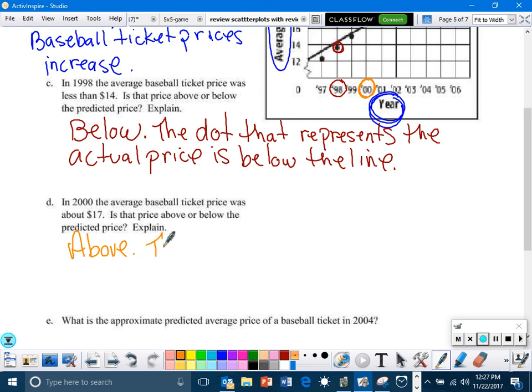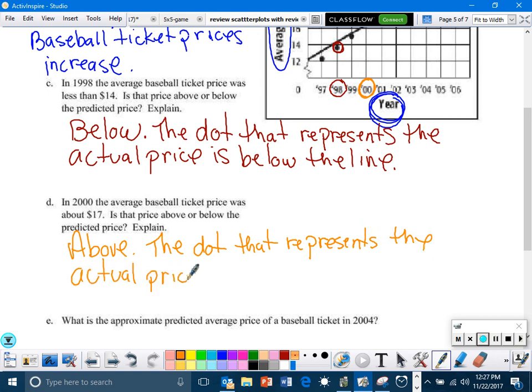So, explain. The dot that represents the actual price is above the line.